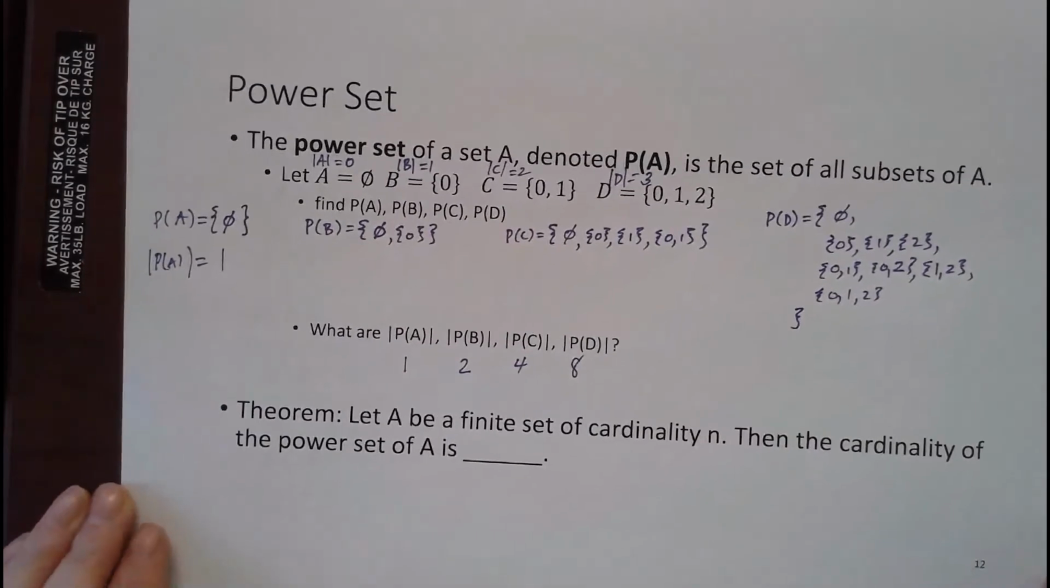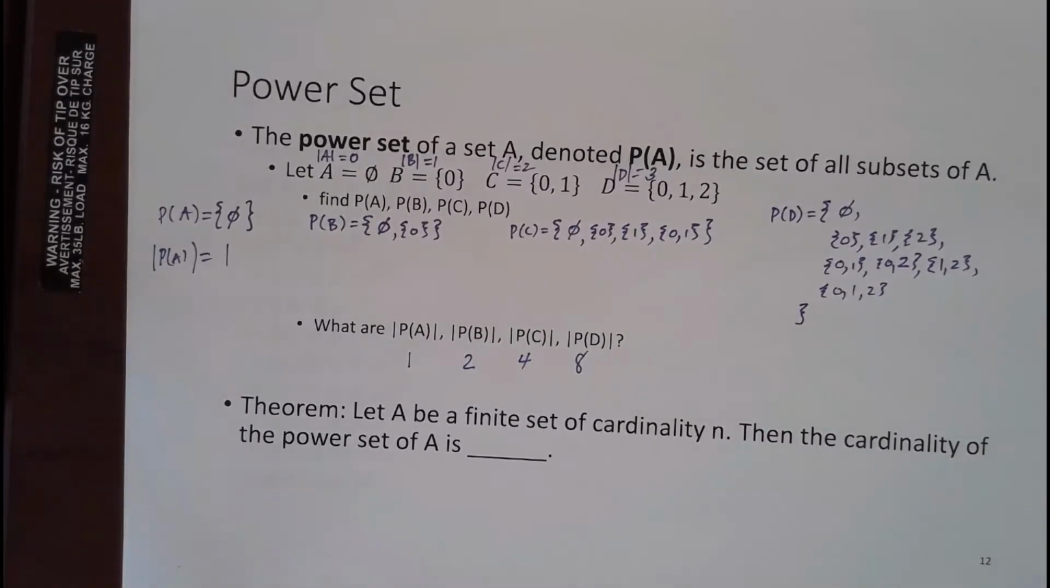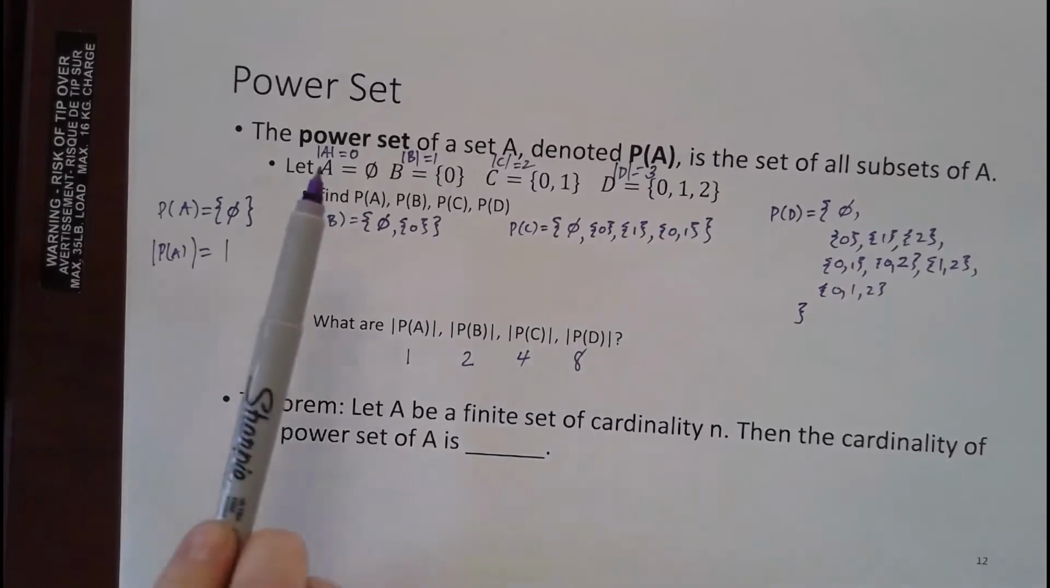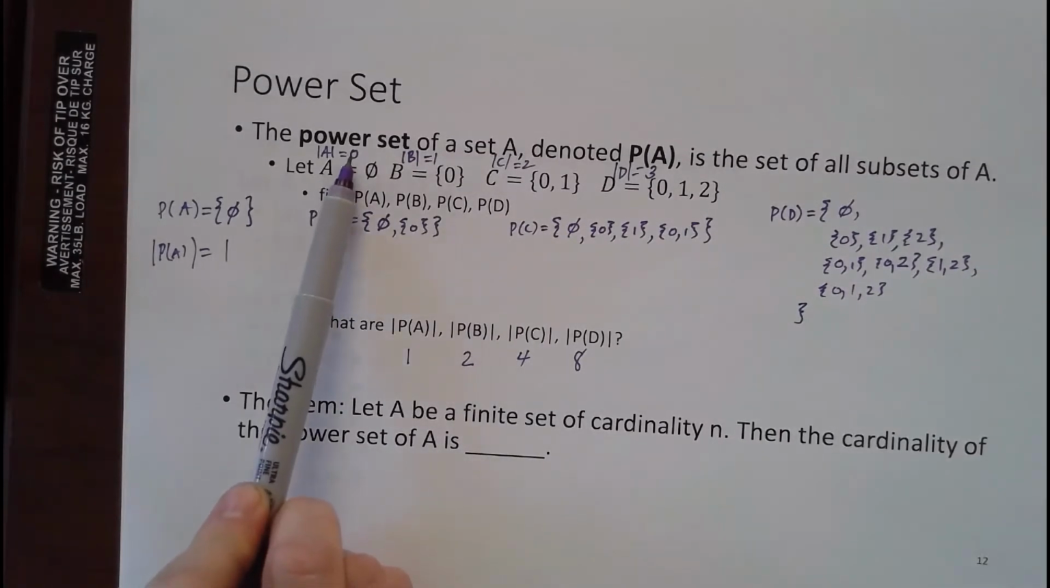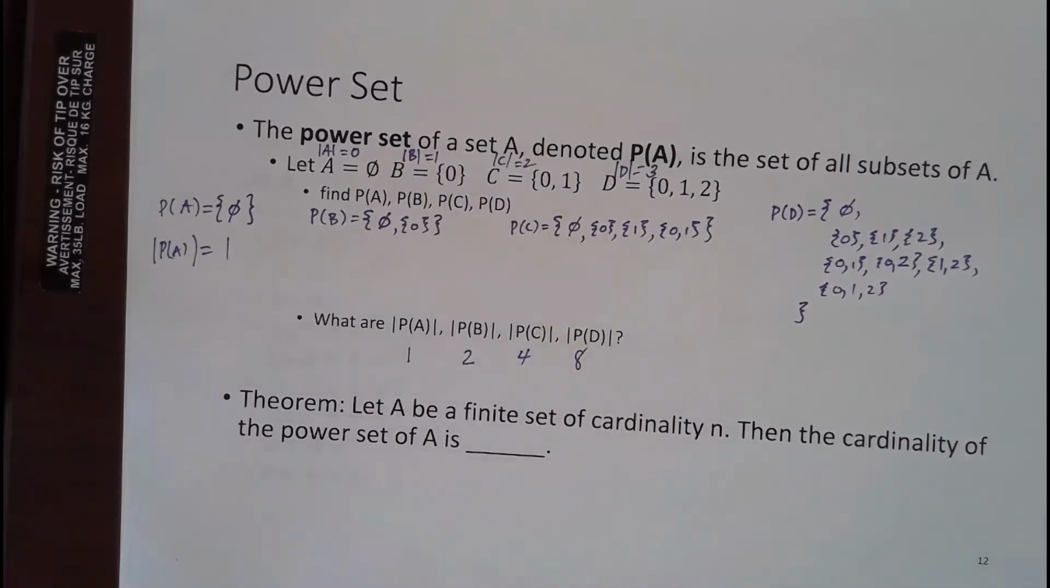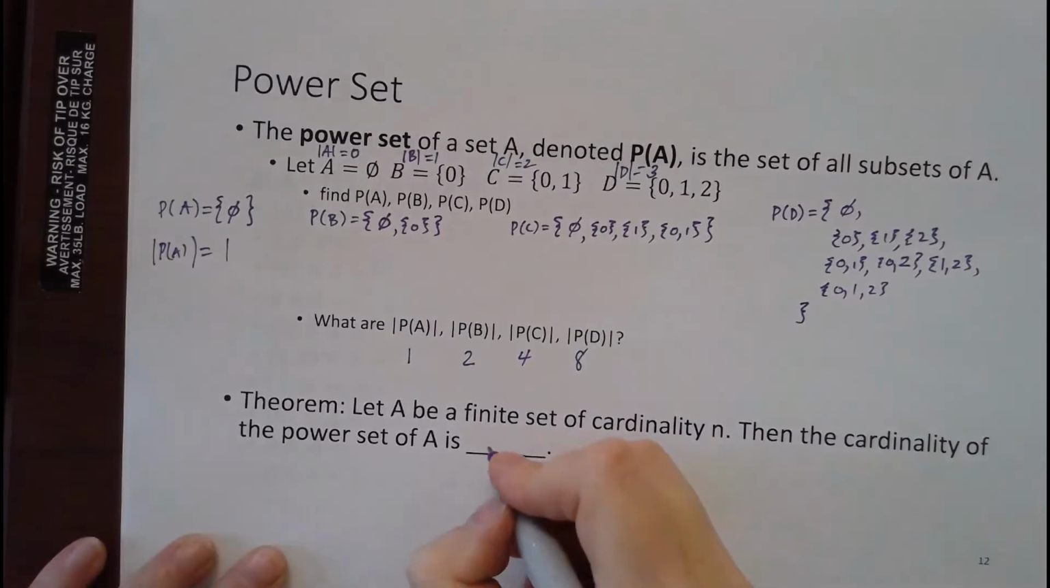Okay. So hopefully you see a pattern here, right? So there's a theorem. If we have a finite set with cardinality n, so here we had a set with cardinality 0, a set with cardinality 1, a set with cardinality 2, etc. Then the cardinality of the power set is what? Can you find a formula? What is it? 2 to the n. Yes, it's 2 to the n.